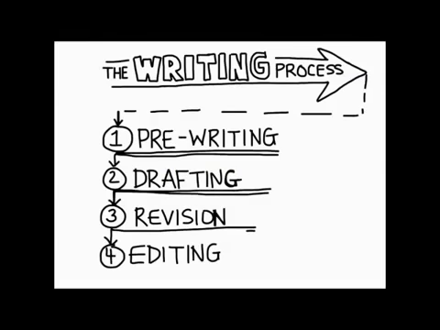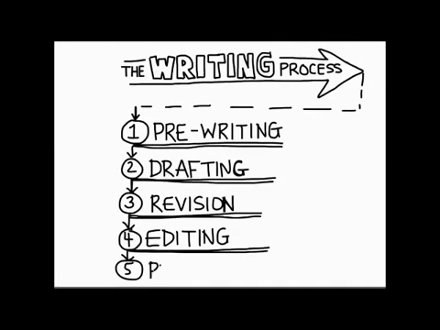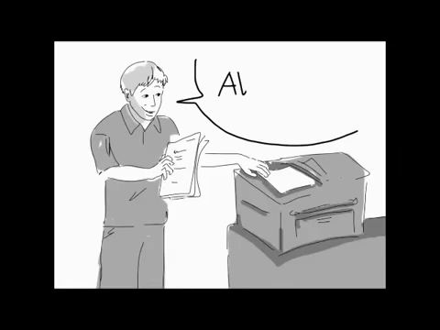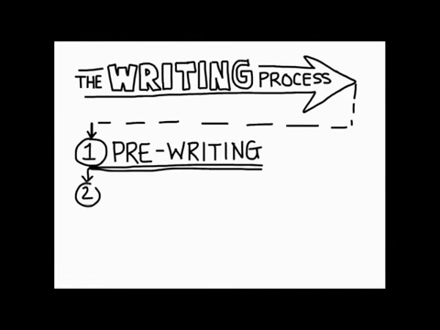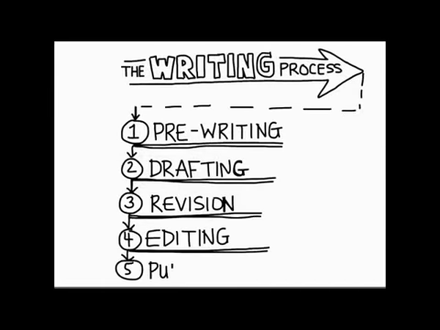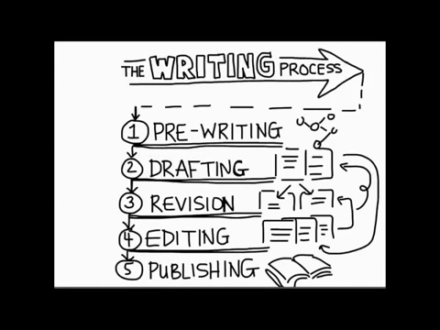Once you've completed these first 4 steps, you can certainly revisit them. When you have a version that satisfies you and the requirements for the assignment, it's time to publish, or rather, submit it. So, pre-writing, drafting, revision, editing, and publishing are the 5 steps in the writing process.